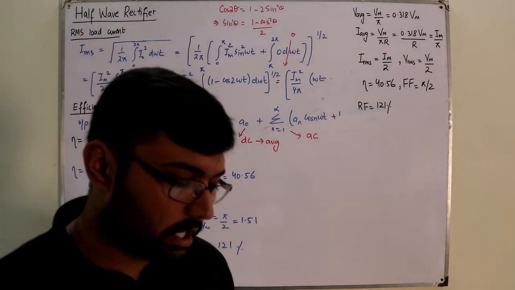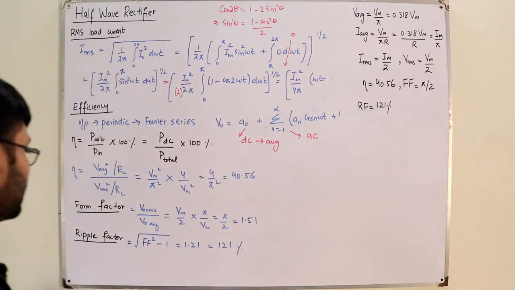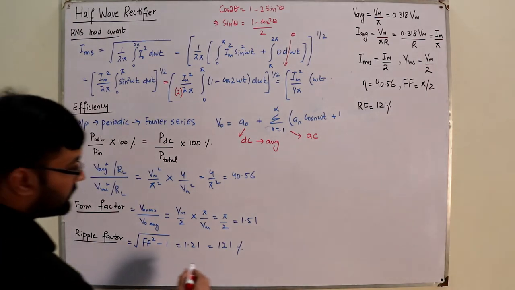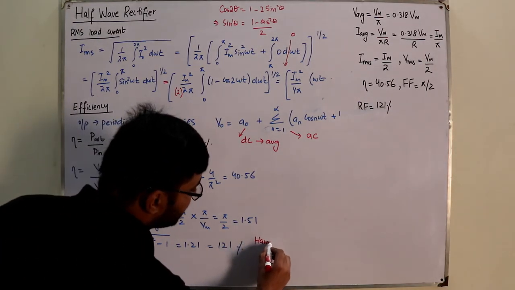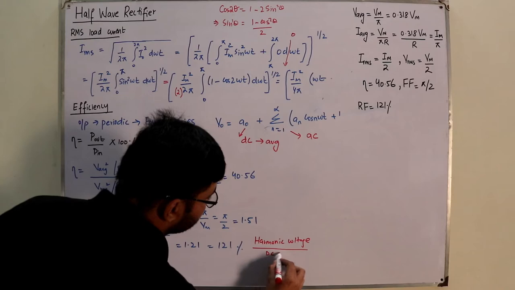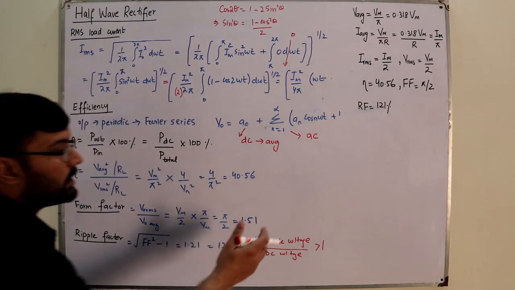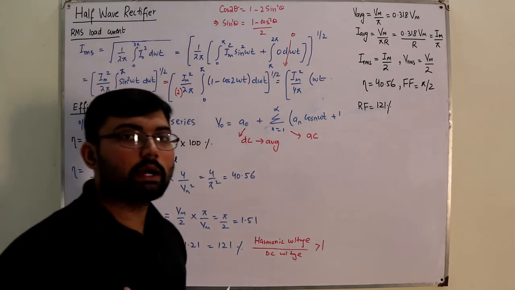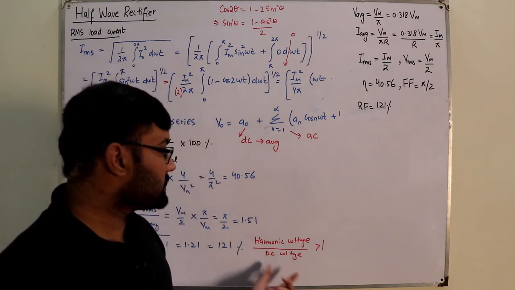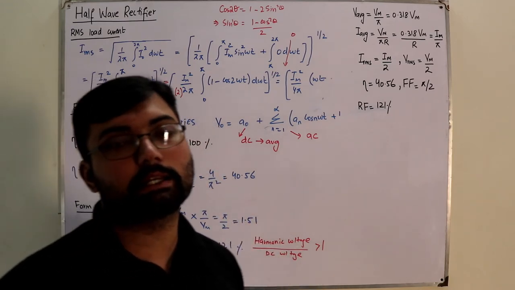Basically, this is the harmonic RMS voltage divided by the DC voltage, the harmonic voltage to DC voltage ratio. So if this is greater than 1, this means that the harmonic voltage is greater, which is undesirable. It's not required. What we require at the output is the DC voltage, right? So this has to be less than 1, so that your DC voltage would be greater. And that is what we require in the case of rectifier circuits.